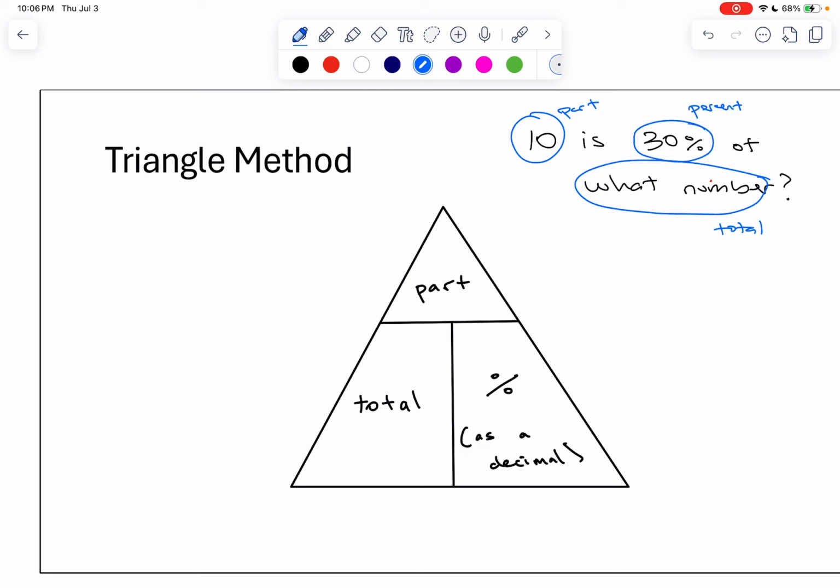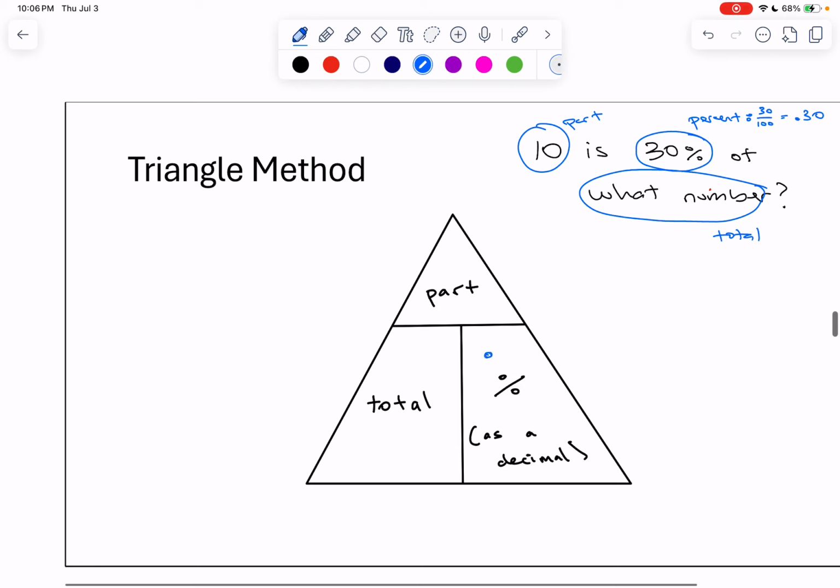Now, in order to use a triangle, we have to turn that into a decimal. So remember, 30% means 30 over 100. If you punch that on your calculator, you'll get 0.30. Move the decimal 2 times to the left to divide by 100. So I'm gonna put the numbers that I have on there. I'm gonna put 0.30 on here as my percent as a decimal. I'm gonna put 10 on here as my part.